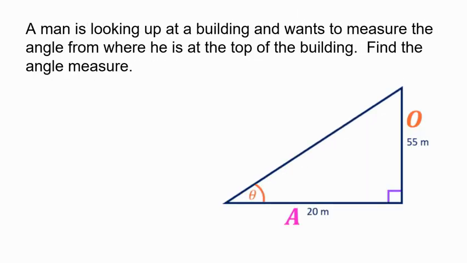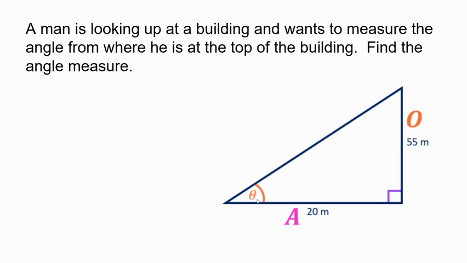In this video, we're going to look at a problem where a man is looking up at a building and he wants to measure the angle from where he is to the top of the building. And then we want to find that angle measure. Now, in my drawing here, I have the man at the bottom of the triangle and he's tilting his head up to see the top of the building.